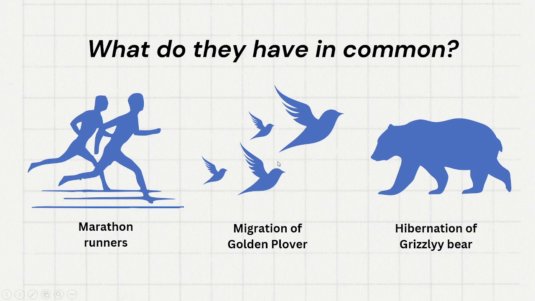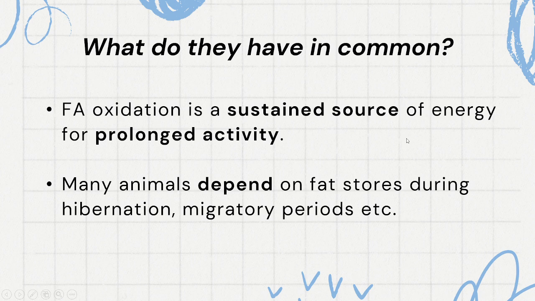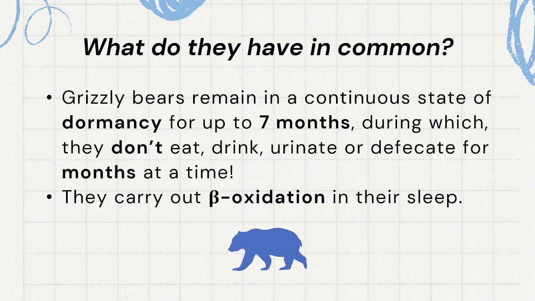Marathon runners, birds that migrate for miles, sometimes cross continents, grizzly bears that hibernate for months. What do they have in common? They use fatty acid oxidation as a sustained source of energy for these prolonged activities. Many animals, in fact, depend on fat stores during hibernation, migratory periods, etc.